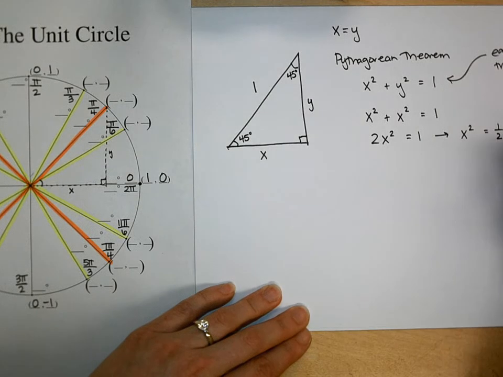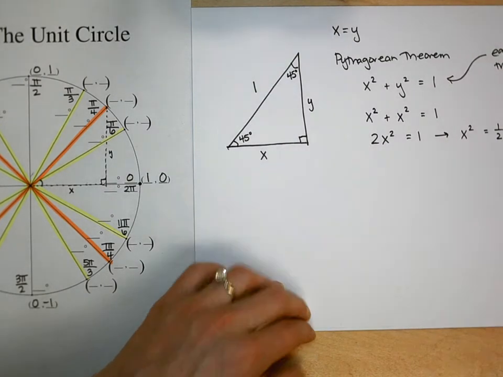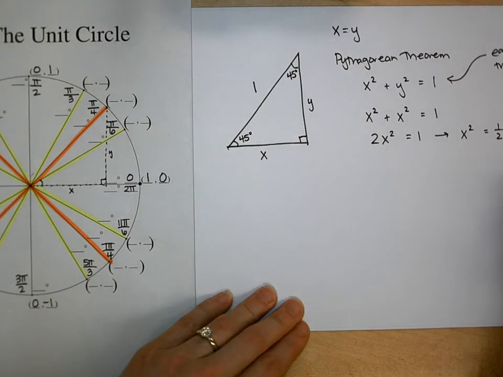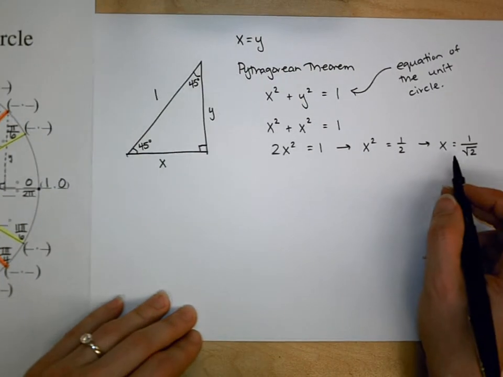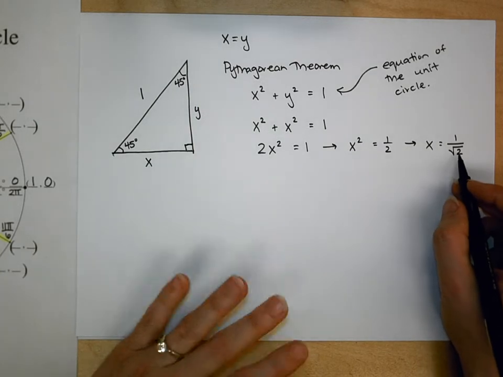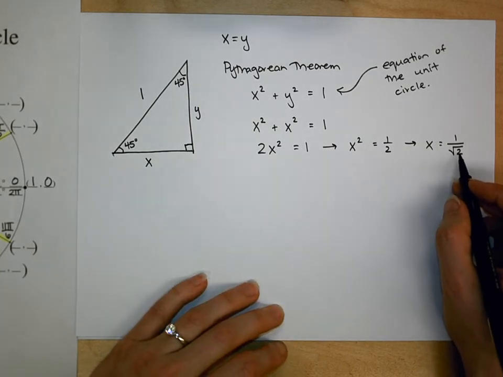And then I can square root both sides. I have the square root of the numerator, which is 1, over the square root of the denominator, which would be the square root of 2. Now, this probably doesn't look that familiar. If you've done, oops, sorry, I went off the screen a little bit there. 1 over root 2 probably doesn't look that familiar to you as a coordinate on the unit circle.